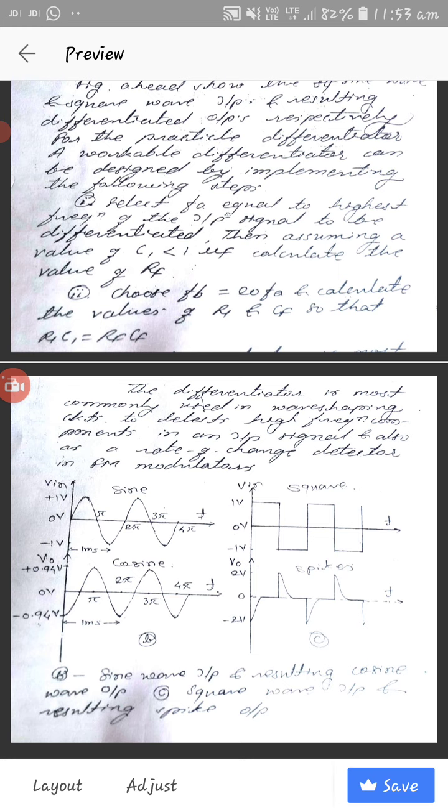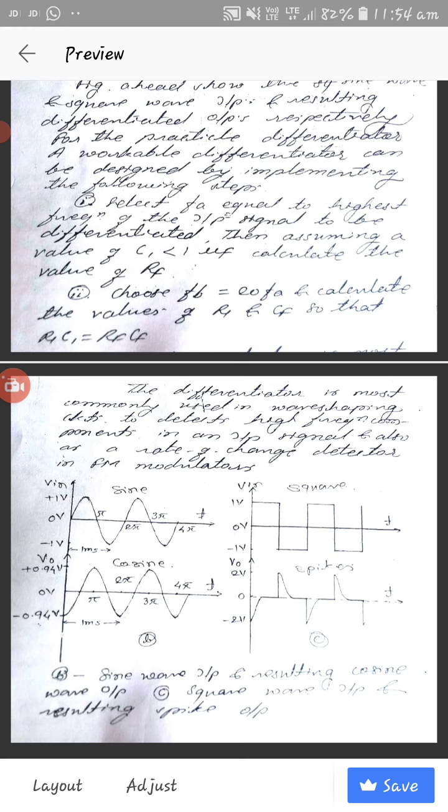The differentiator is most commonly used in a wave shaping circuit, to detect the high frequency components in an input signal, and also as a rate of change detector in an FM modulator, that means frequency modulators.